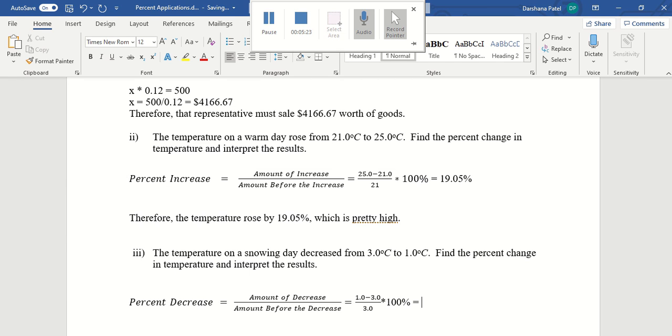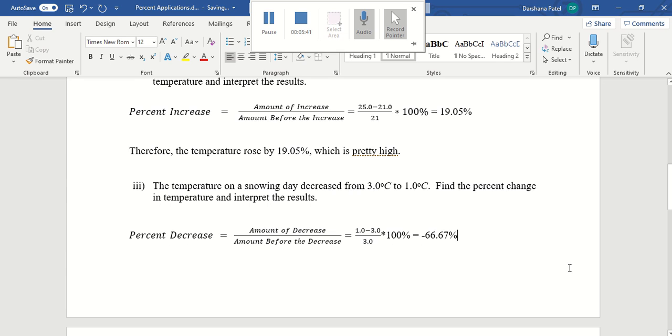We will get negative 2 divided by 3, times 100, so that will be negative 66.67%. That's a very drastic change. Temperature wise, it's only a 2 degree decrease. Percent wise, it's negative 66.67%. So we can say, therefore, the temperature decreased by 66.67%. I'm not using negative because decreased by already shows it went down. Okay.